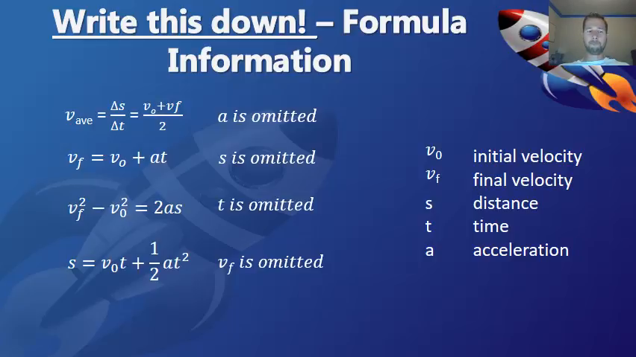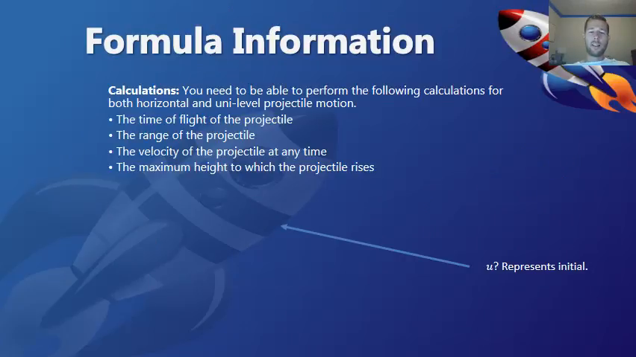You need to be able to perform calculations for both horizontal and unilevel projectile motion. Horizontal projectile motion is when the projectile is launched directly horizontally and then falls to the ground, whereas unilevel projectile motion is when the projectile is launched at an angle upwards and then falls to the ground after. So you need to be able to calculate the time of flight, the range, the velocity at any time, and the maximum height to which it rises.